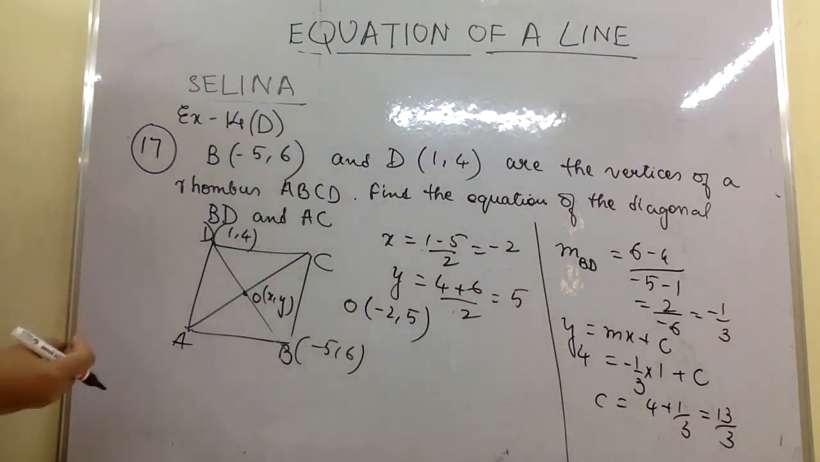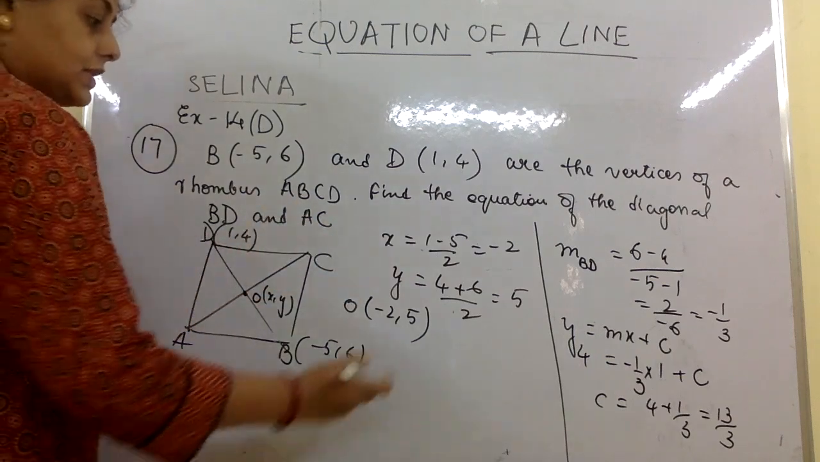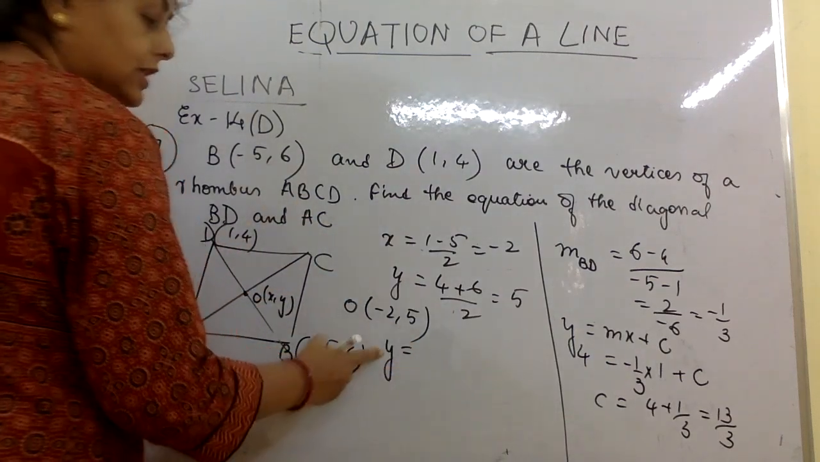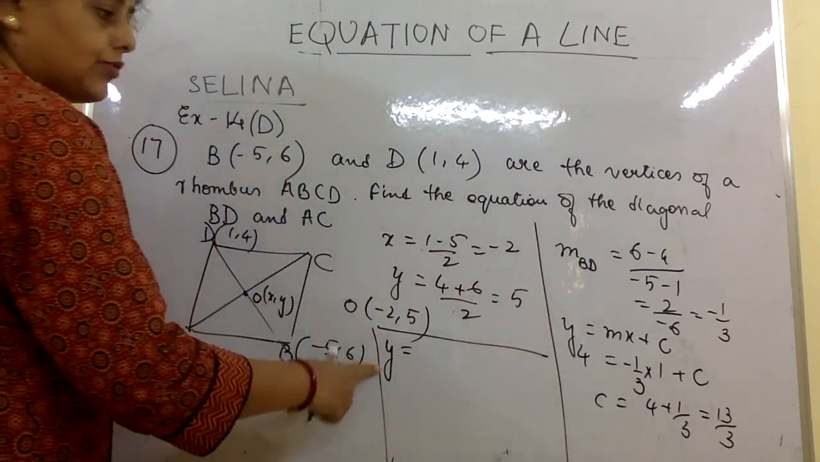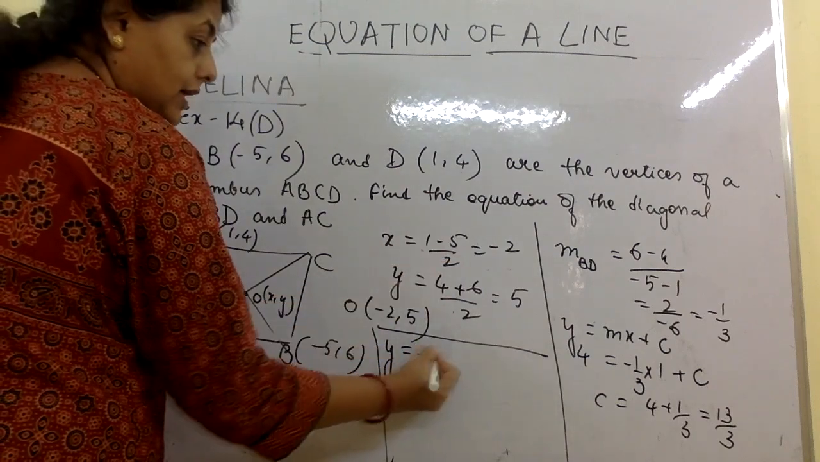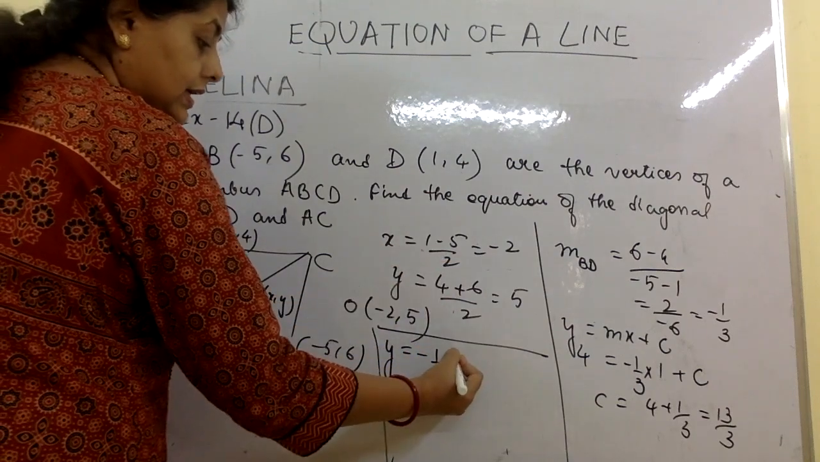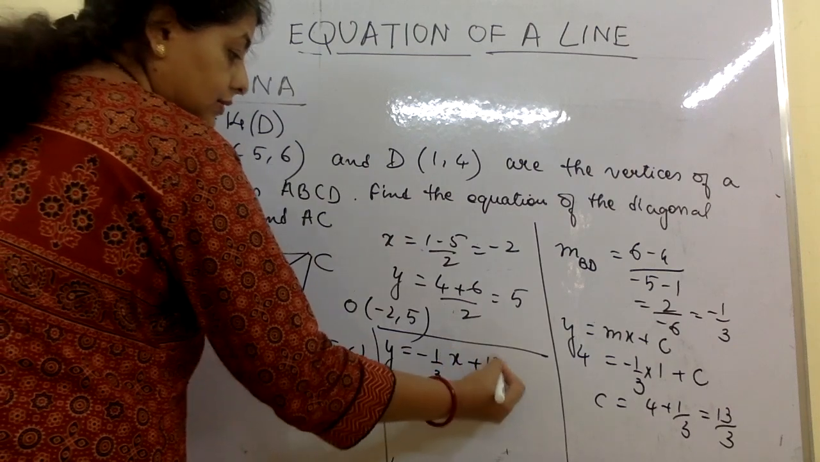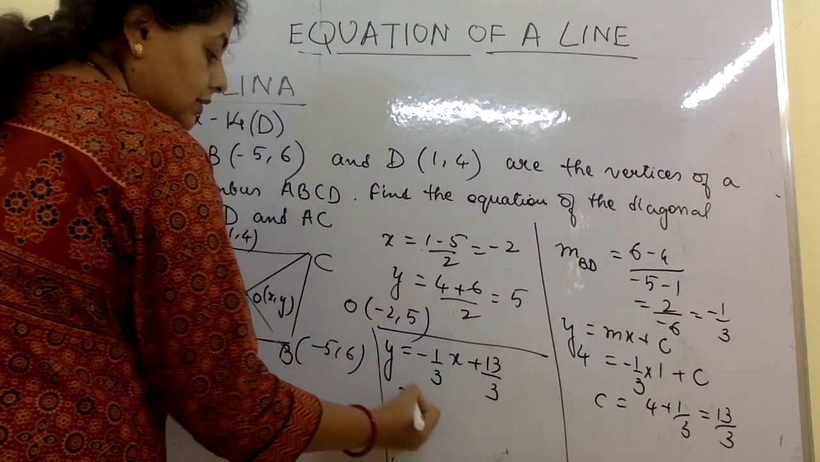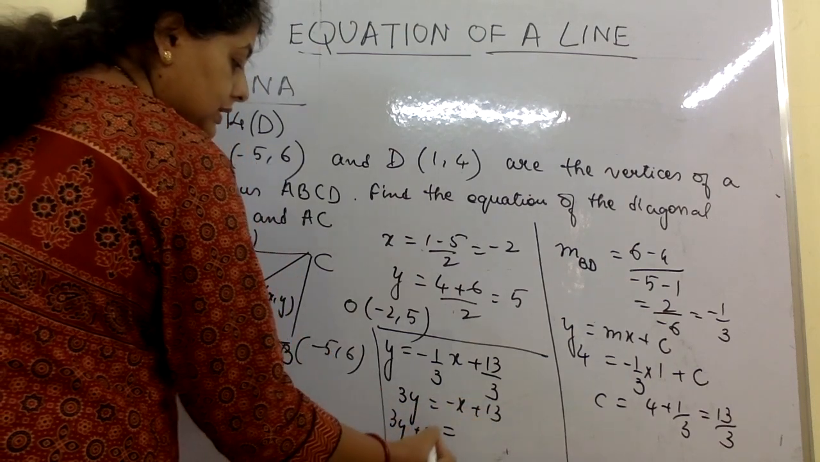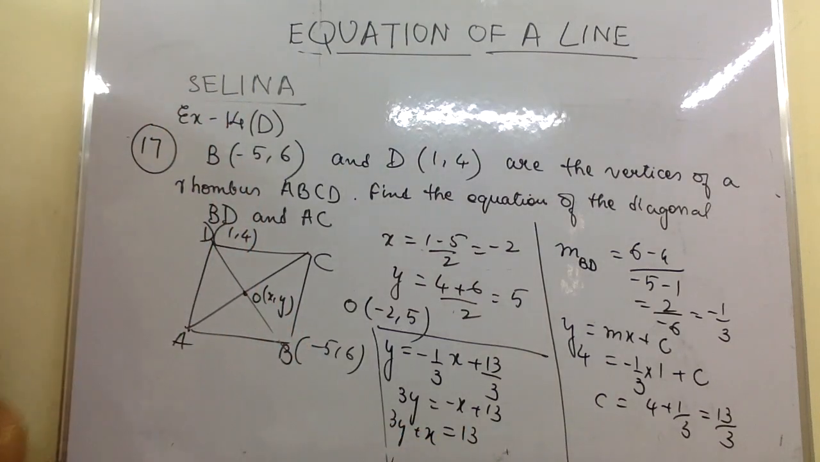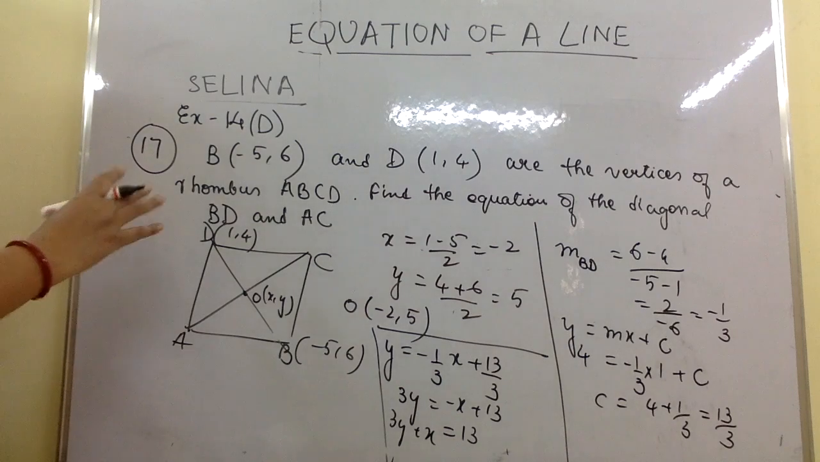If I've got the value of c, now I can write the equation of BD. BD is y is equal to, see, I wrote a y, I didn't put any value in place of y. y is equal to m, m is minus 1 by 3, x is just x, plus 13 by 3. That makes it 3y is minus x plus 13. So 3y plus x is equal to 13 is the equation of BD.